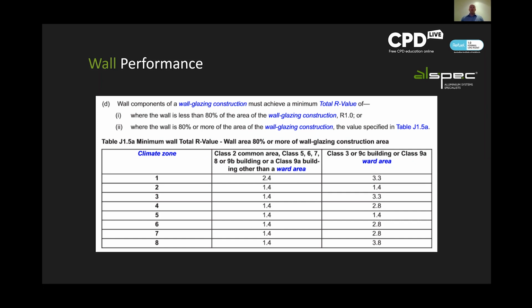So if the wall is over 80%, the minimum is in the table on the screen there. So think of a big box retail store, convenience store type of building. More than 80% of the facade is wall, therefore you'd revert back to this table for your R values rather than looking at the U values that we're going to be talking about today.